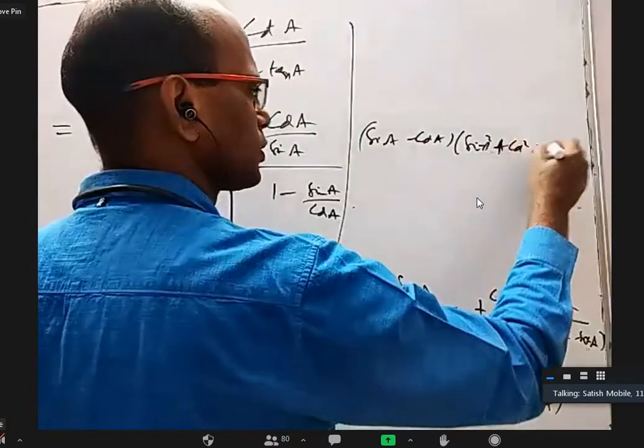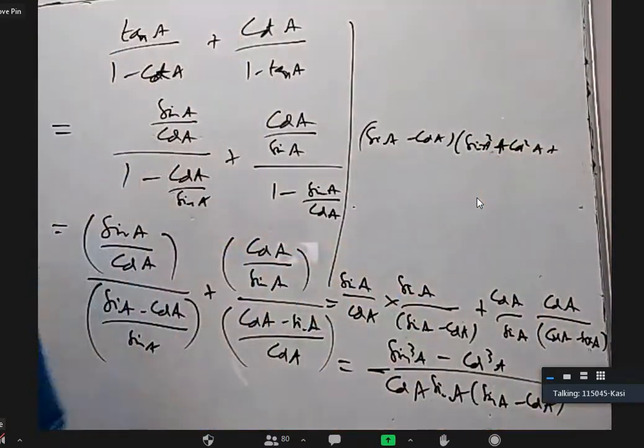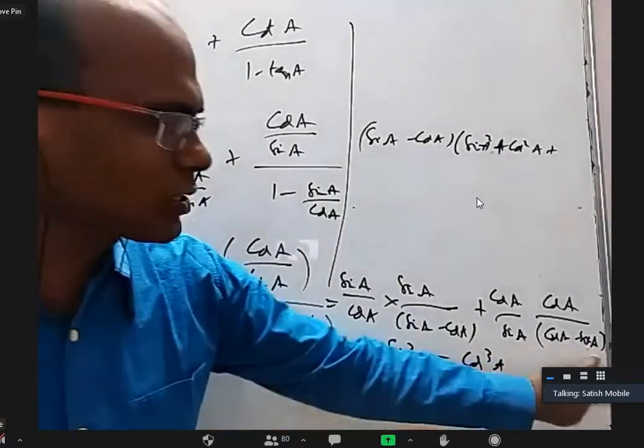Sir, why plus, did you multiply cos with minus cos A? Because here sin A minus cos A is there and here cos A minus sin A is there.